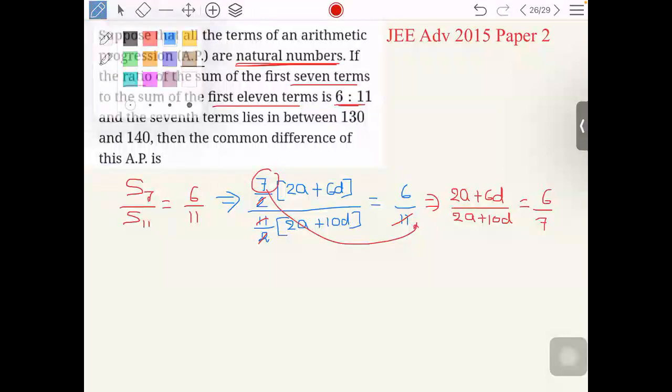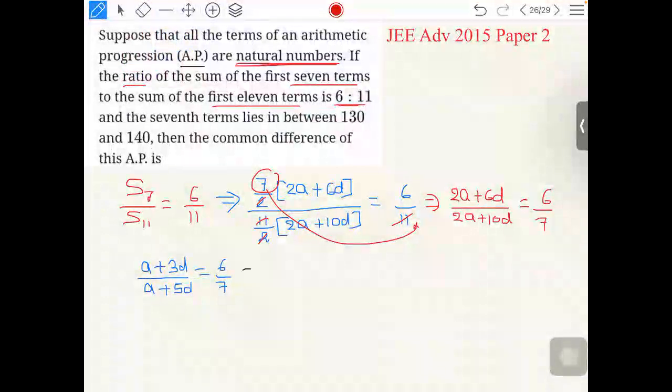Now if you cancel out by 2 numerator denominator, what you will get, A plus 3D by A plus 5D is equal to 6/7. Cross multiply it, what you will get, 7A plus 21D is equal to 6A plus 30D. और A को transpose करो, D को उधर transpose करो, you will get A equal to 9D. So this is the information we have got till now.